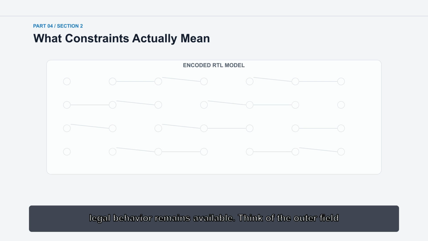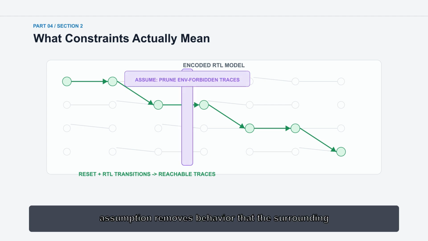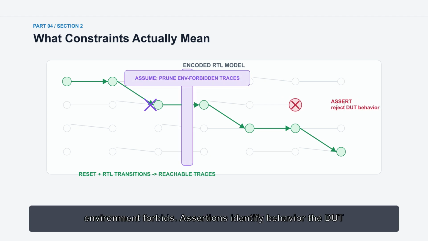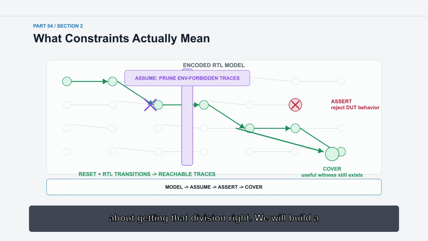Think of the outer field as every behavior the encoded model could produce. Reset and the RTL transition logic determine which states and traces are reachable. Each justified assumption removes behavior that the surrounding environment forbids. Assertions identify behavior the DUT is not allowed to produce. Covers ask whether a selected useful behavior can still occur. This lesson is about getting that division right.